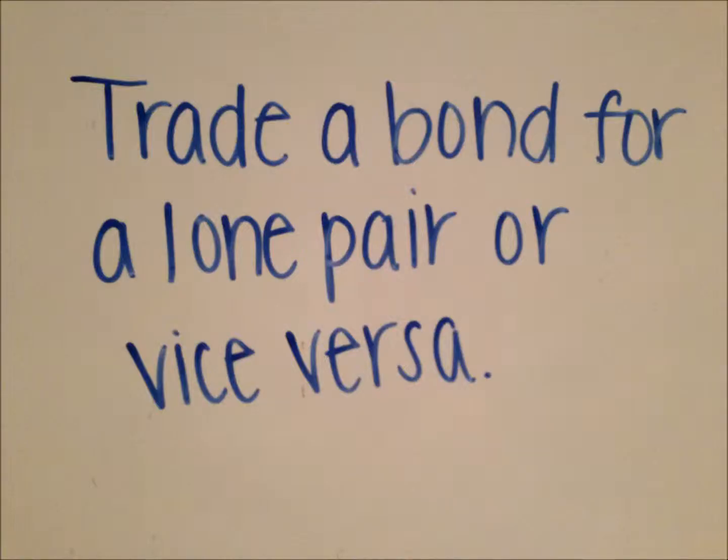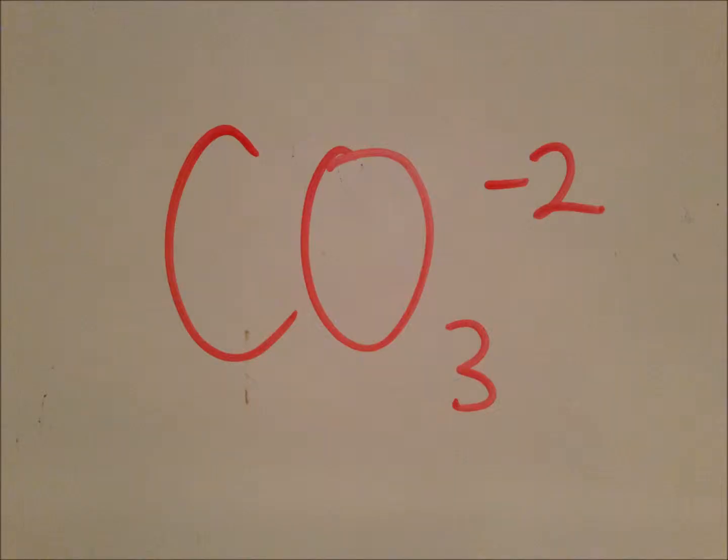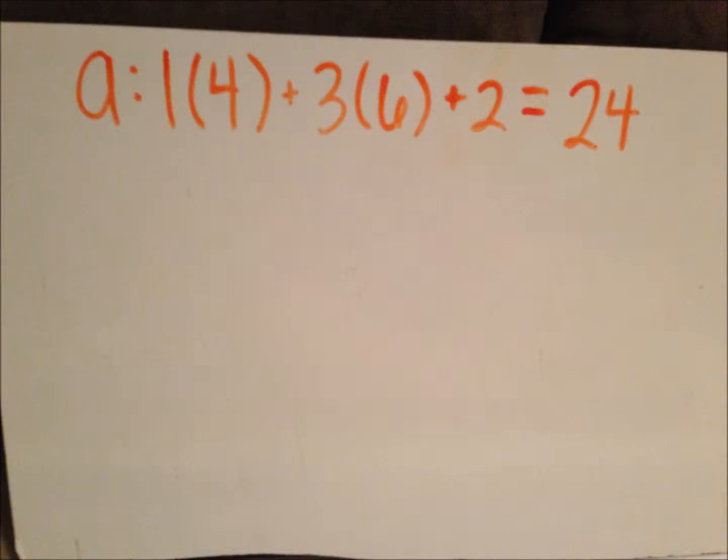The last type of Lewis dot diagram that I'm going to show you is where you trade a bond for a lone pair, or you trade a lone pair for a bond. In this compound, there's 1 carbon with 4 valence electrons. There are 3 oxygens with 6 valence electrons, and because there's a -2 charge, you add 2. This all adds up to 24.